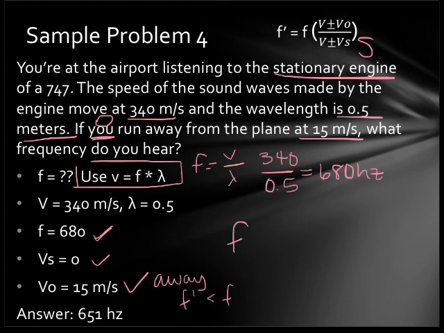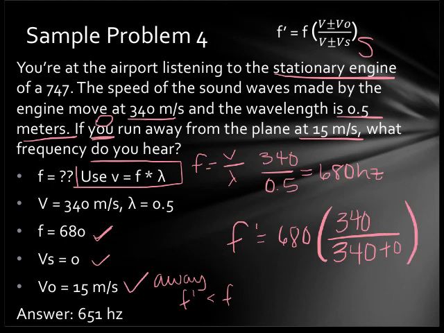So if we plug that into our new equation, you're going to have 680 hertz times 340. Plug in for both v's. The source is not moving, so the zero goes on the bottom. And then this time we want the frequency, 680, to be multiplied by something less than 1, which means the numerator needs to be less than the denominator. So we're going to subtract our running speed. And if you plug that in the calculator, you get about 651 hertz.